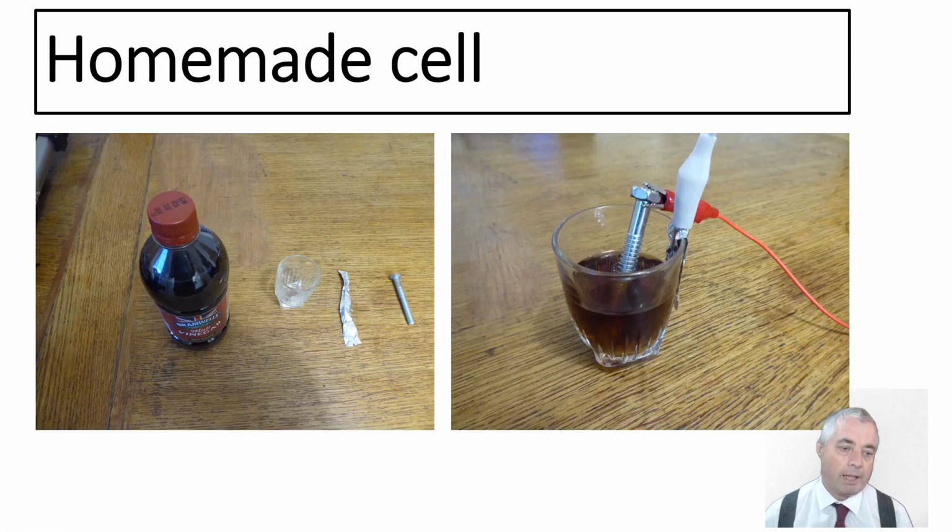And I thought it would be useful actually to have a go at making a cell, because you can quite easily make a cell. Basically, one way of doing it is to take 2 different types of metal. Here we've got aluminium and a steel bolt. And then if you put them in a container with something that's going to react, like an acid, malt vinegar is a weak acid, then you have made a cell.